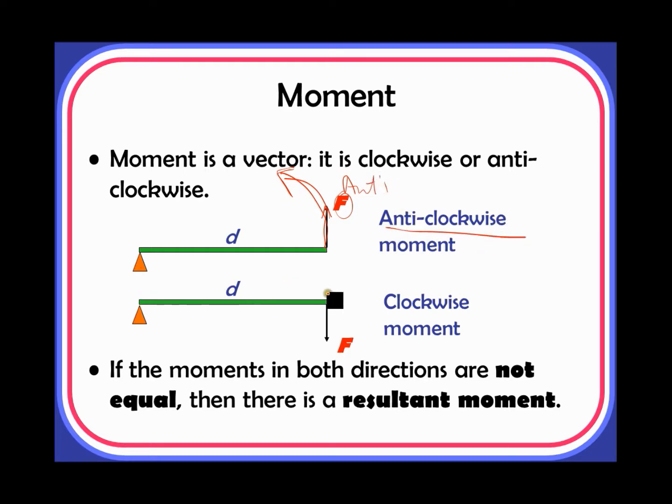Then the same bin, you exert a force downward about the same pivot. This will give you a clockwise moment. So if the moments in both directions on the same bin are not equal, then there will be a resultant moment. We will look at an example later.